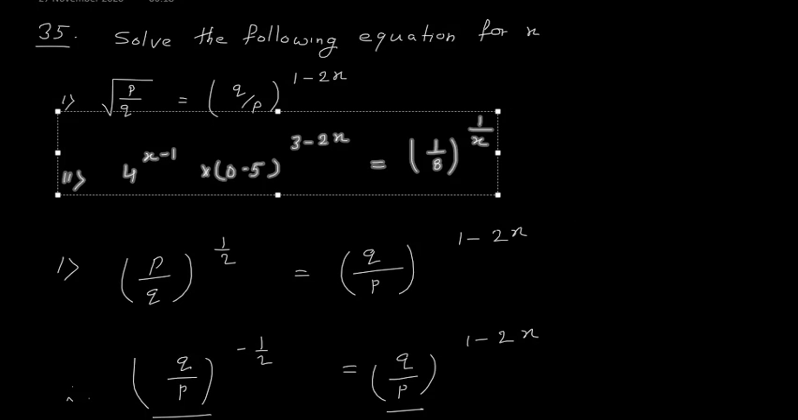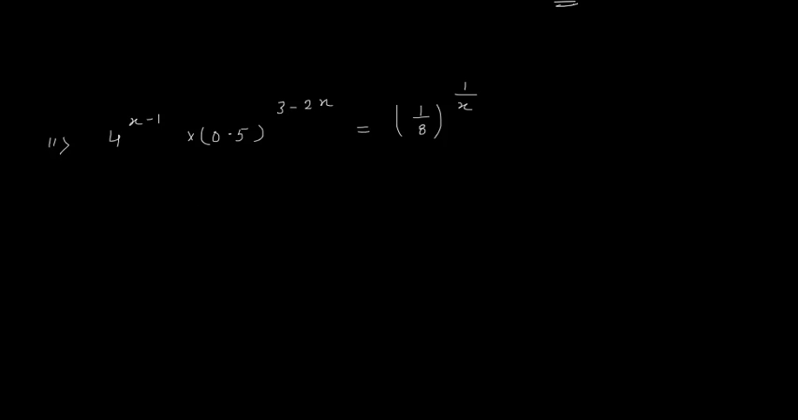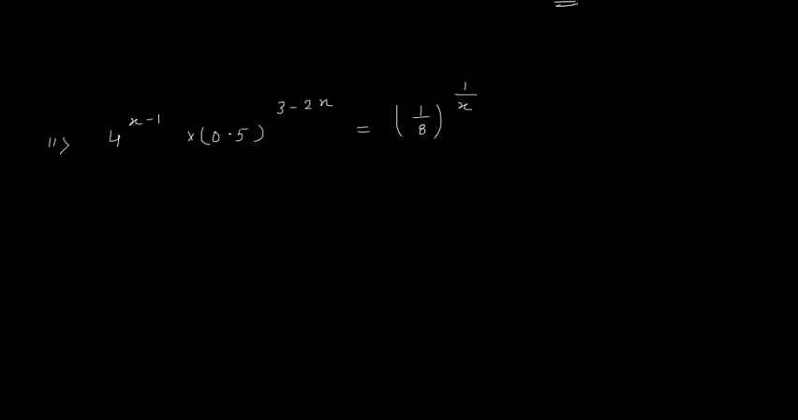Now let us see this second problem also. The problem is 4 power x minus 1 into 0.5 power 3 minus 2x is equal to 1 upon 8 power 1 by x. So this 4 I can write as 2 power 2 the whole power x minus 1, and this 0.5 I will write as 1 by 2 the whole power 3 minus 2x.